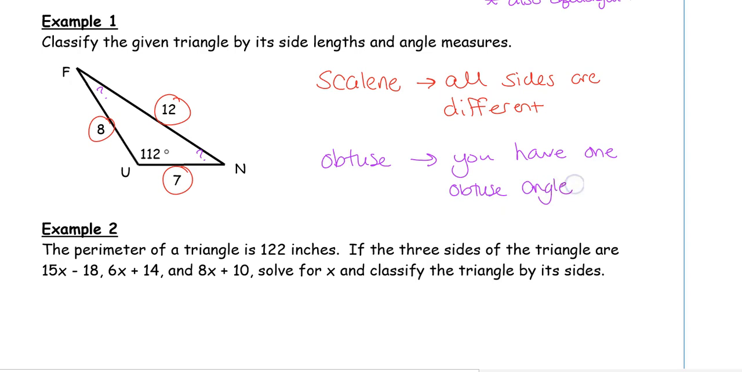So again, every triangle, if you're given the right amount of information, can be named in two different ways. What you want to make sure that you concentrate on is knowing which words go with angles and which words go with side measures. We don't want to confuse those two.